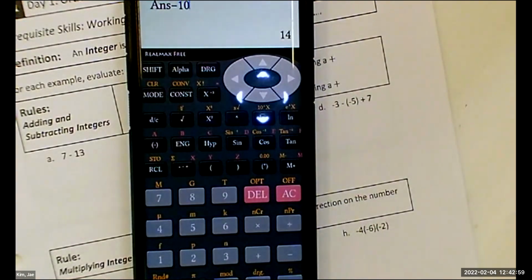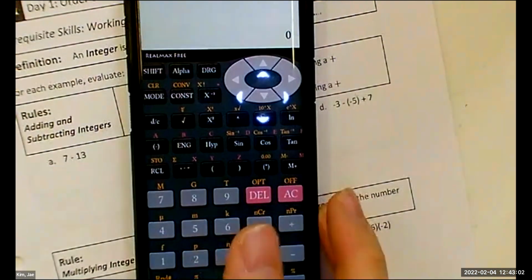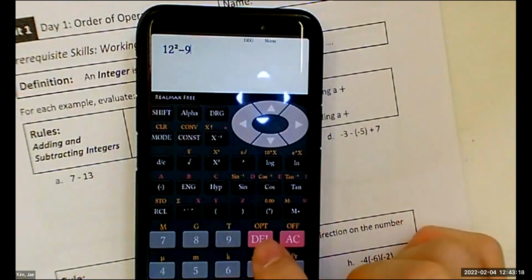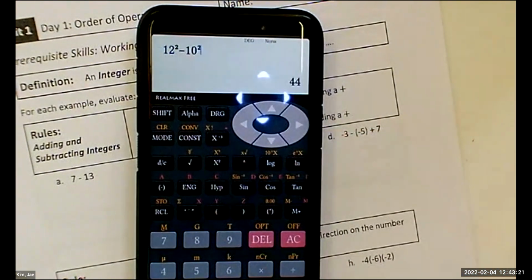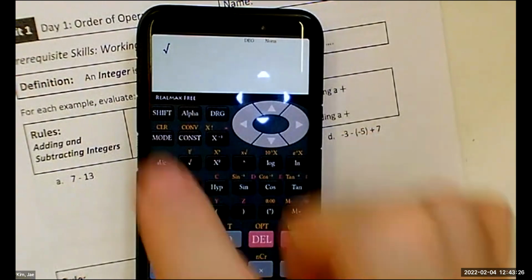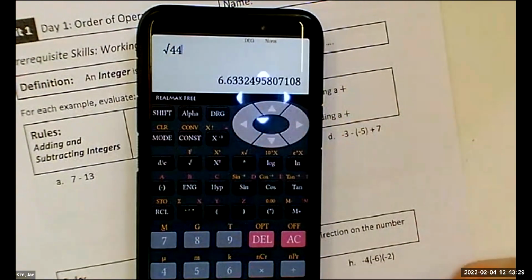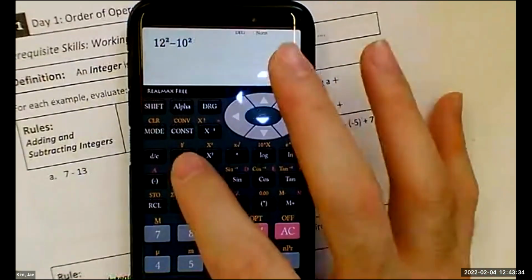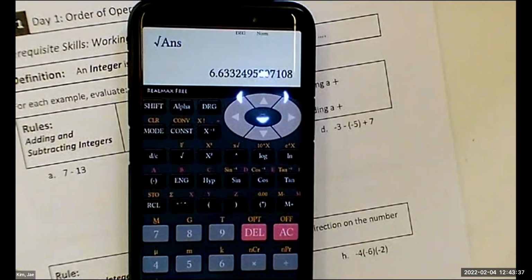Okay, let's say, for example, you're calculating the Pythagorean theorem, and the hypotenuse is 12, right? So 12 squared, and you're trying to find the side, you do minus 8 or minus 10 squared, and you get this, right? How do you find the actual side? You have to square root it. And instead of writing square root of 44, you can do 12 squared minus 10 squared, right? Square root of the answer, and you get the same number.